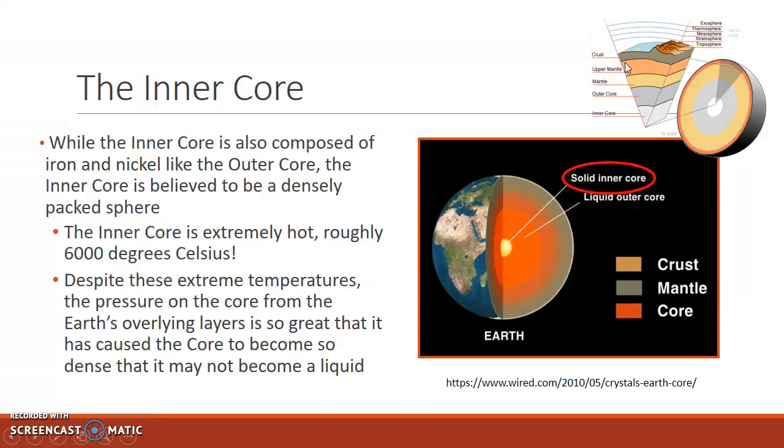The lithosphere, which is above the asthenosphere, is composed of the upper portion of the mantle and the crust, and the stiffer mantle beneath that, which is, although very hot, not moving at all. Then we talked about the outer core, which is made of iron and nickel and entirely liquid. Then we talked about the inner core, which is a densely packed sphere, solid, extremely hot, and incredibly dense.